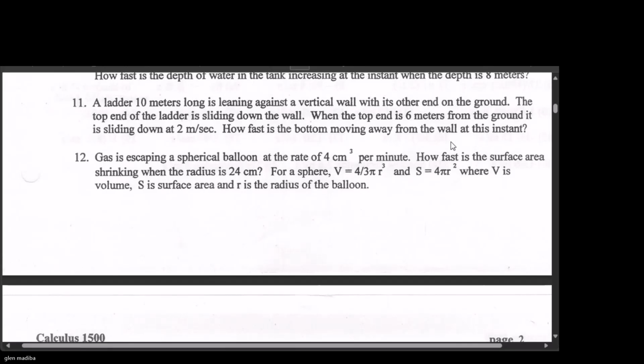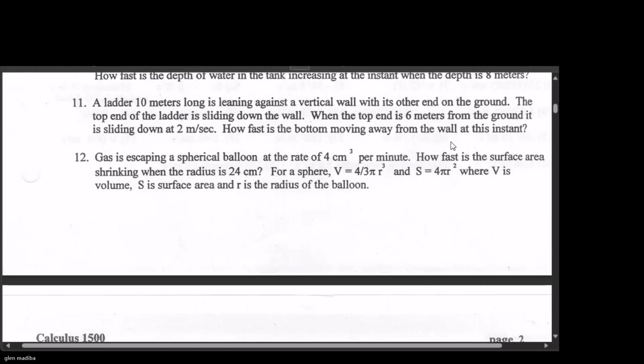Okay, sir. I'm just going to read the question again because I haven't seen it in 2 weeks. So gas is escaping a spherical balloon at the rate of 4 centimeters cubed per minute. How fast is the surface area shrinking when the radius is 24 centimeters? For a sphere with volume equal to 4 over 3 pi r cubed and a surface area of 4 pi r squared, where v is volume, s is surface area, and r is the radius of the balloon.